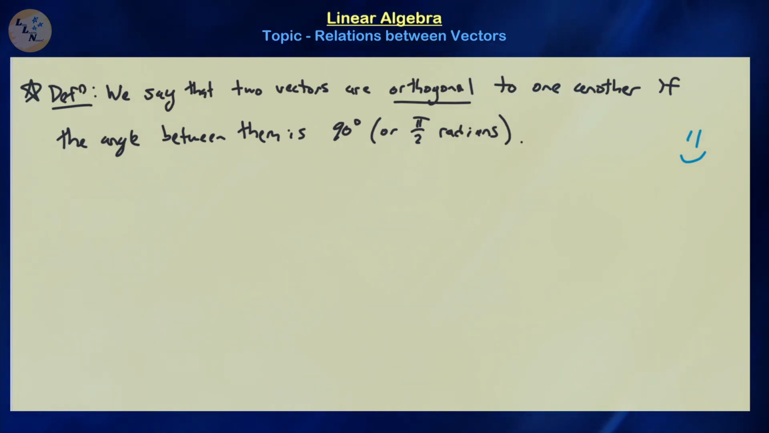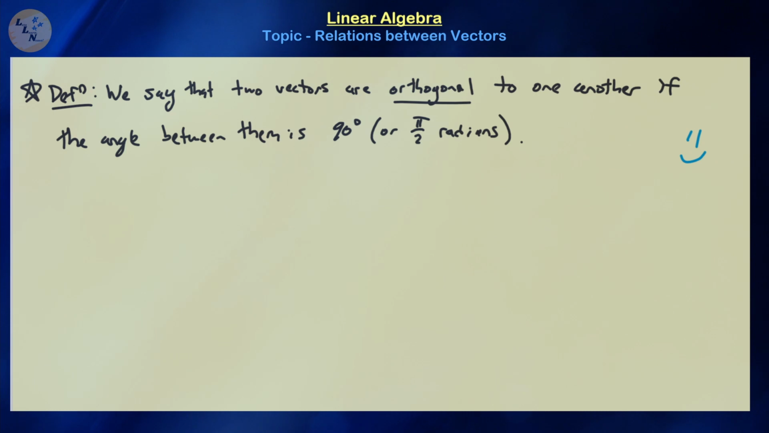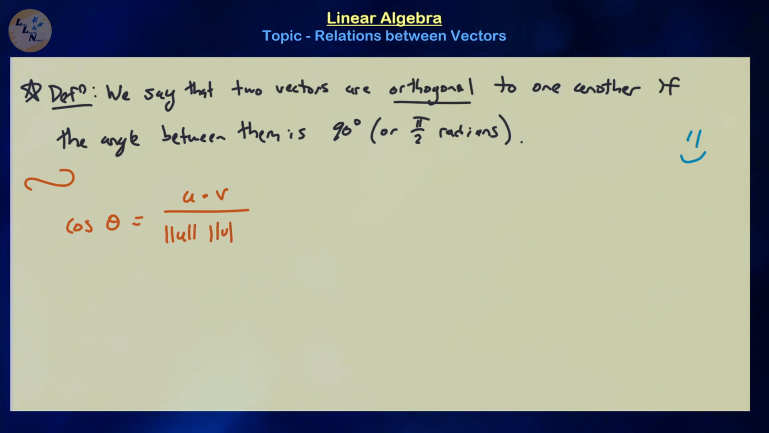The next concept that we're going to discuss is the orthogonality between two vectors. We say that two or more vectors are orthogonal to one another if the angle between them is 90 degrees or pi over 2 radians. So let's look at that angle between two vectors formula and see if we can get any special formulas or corollaries from it. Remember that the cosine of the angle between two vectors is always equal to the dot product of those vectors divided by the product of their norms.